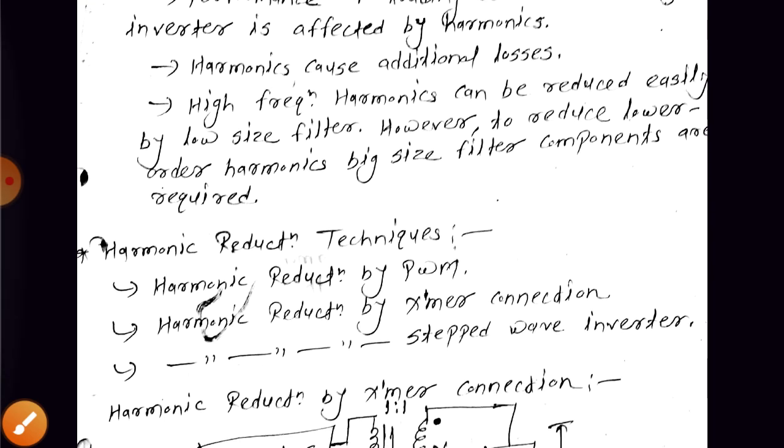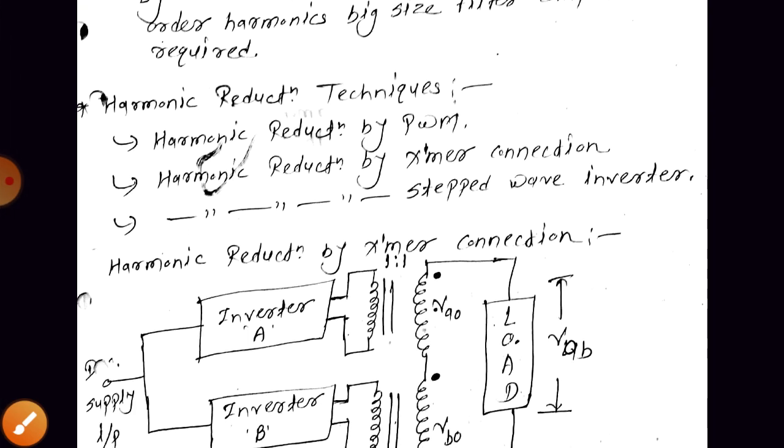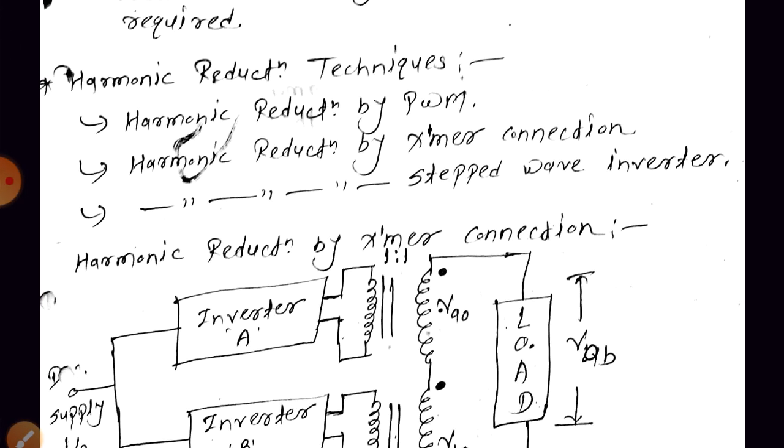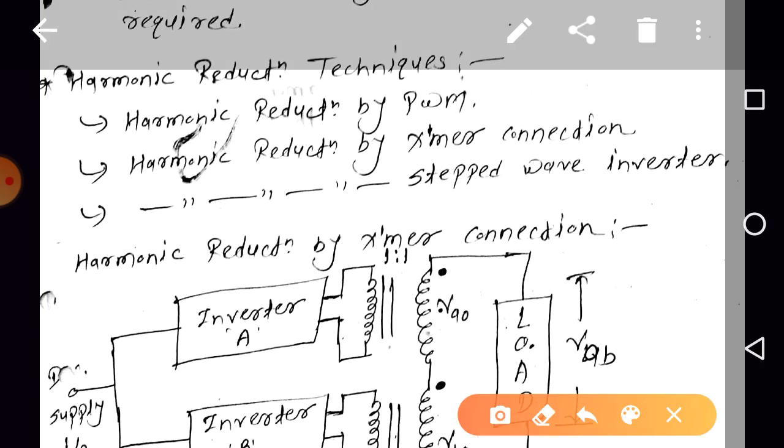So the harmonics with lesser order are the most dominant harmonics, and we need to remove those. It is not possible to reduce or remove the lower order harmonics, that is 3, 5, etc., with the help of filters. If we go on using filters, it becomes uneconomical, and the size of the filter also increases.